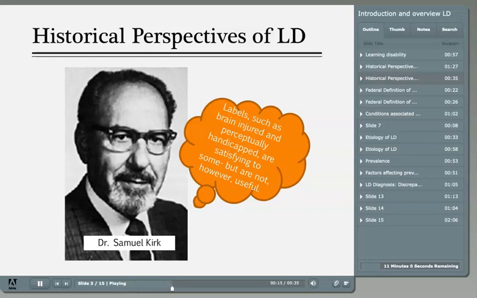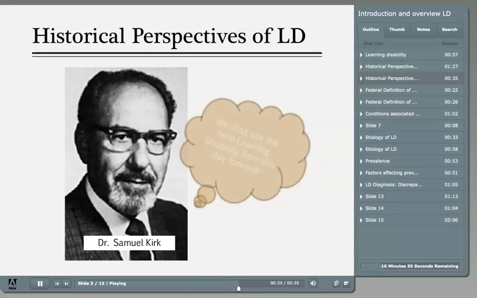In this speech, he went on to say that labels were merely classification terms that did little to assist treatment and remediation. While the term learning disabilities was used during this presentation, it had already been used in a special education textbook that he published in 1962. Thus, Samuel Kirk coined the term learning disability.